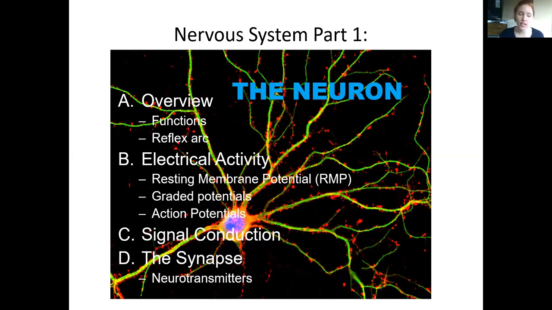And then in the second movie, I'll talk about graded and action potentials. We'll talk about how they're the same and how they're different and where each one is found. And then we'll move on to signal conduction. Conduction means moving the signal along the axons. And then synapses. Synapses are where the neuron communicates with another cell, either another neuron or another muscle cell or something like that.